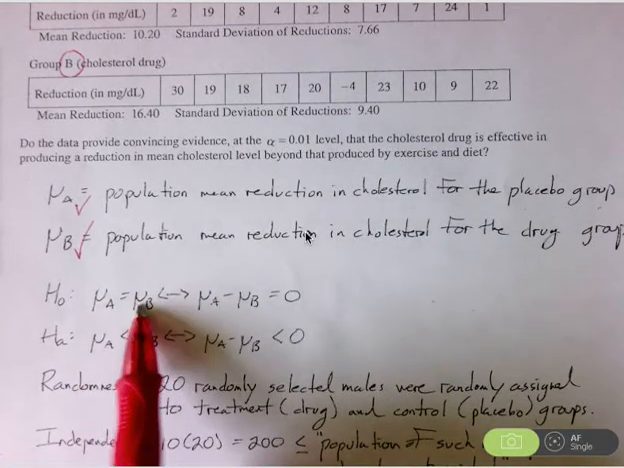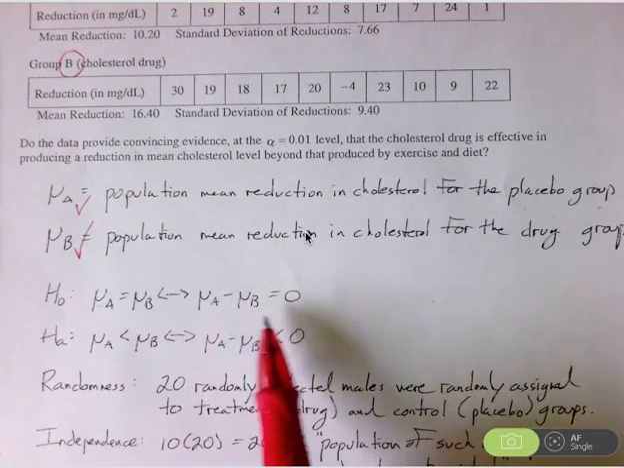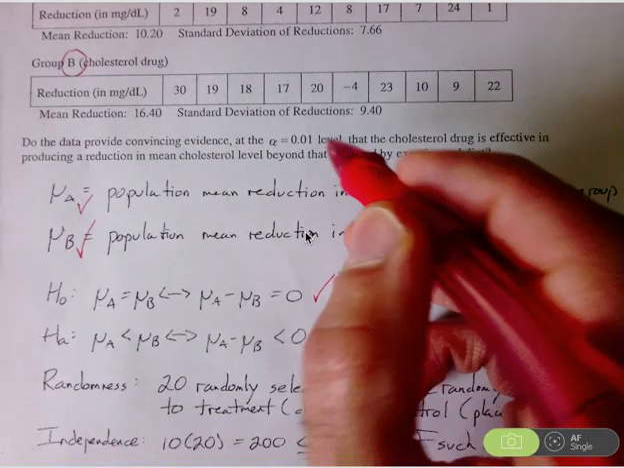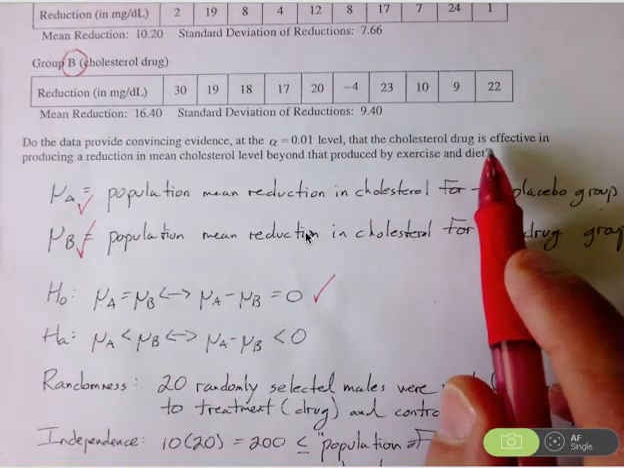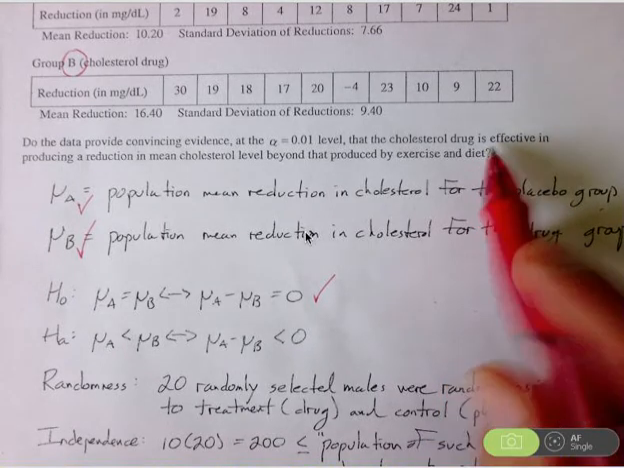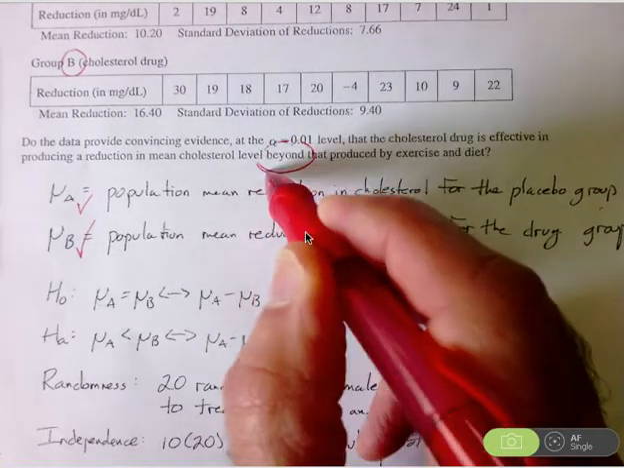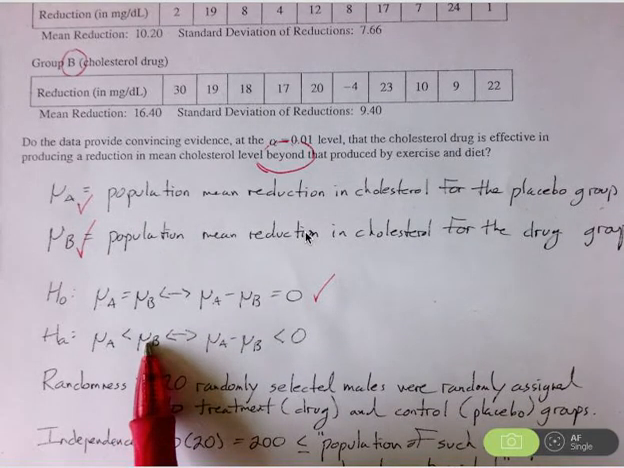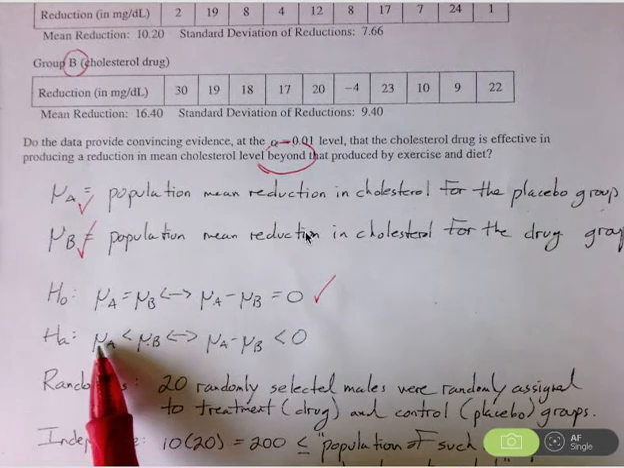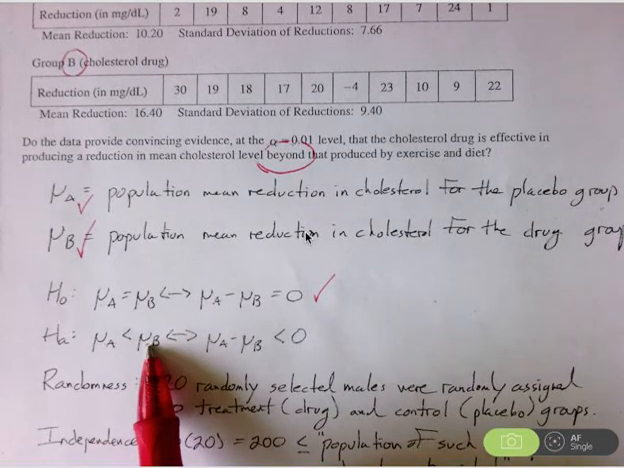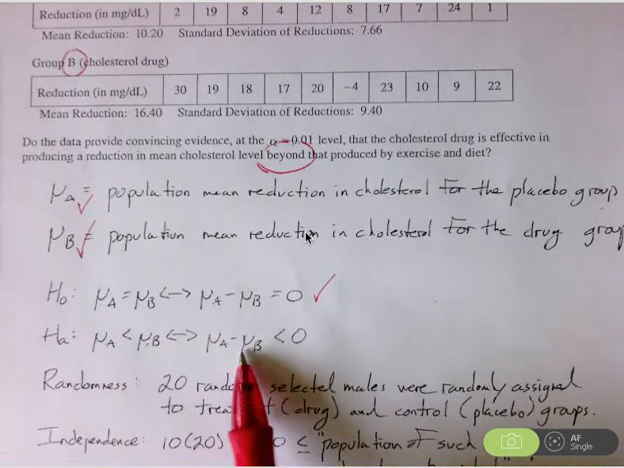If the treatment has no effect, the two means would be equal, or the difference between the two population means would be 0. So according to the question, we are interested in, at the 1% level, is the cholesterol drug effective in producing a reduction in mean cholesterol level beyond that produced by diet and exercise? So we're interested in if the treatment group's result is bigger than the control group, or similarly, if the control group's mean reduction is less than the treatment group's mean reduction. So if you do mu A and mu B in that order, it has to be a less than alternative, and the difference would be less than 0.